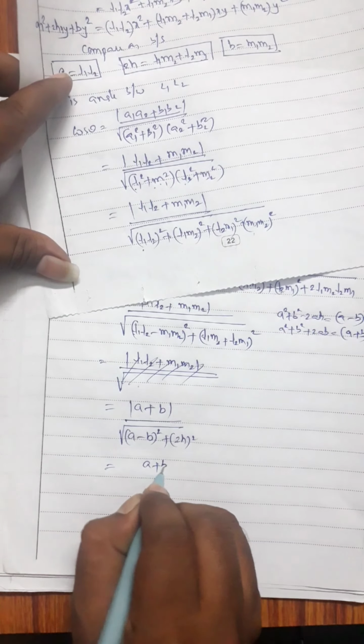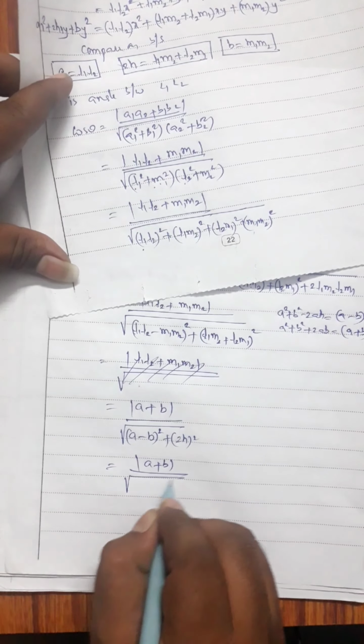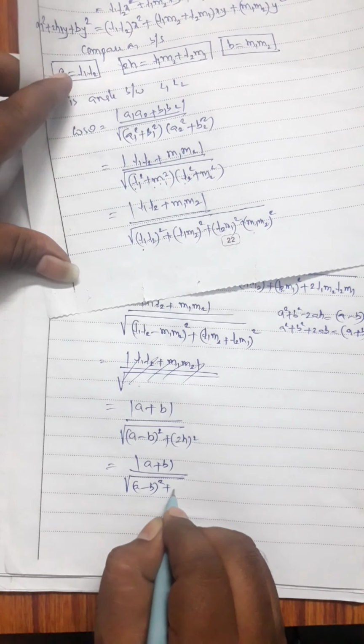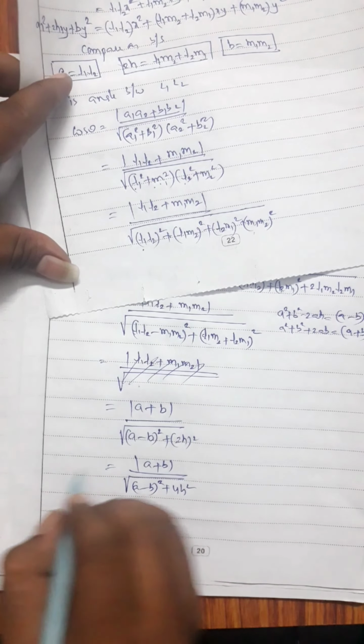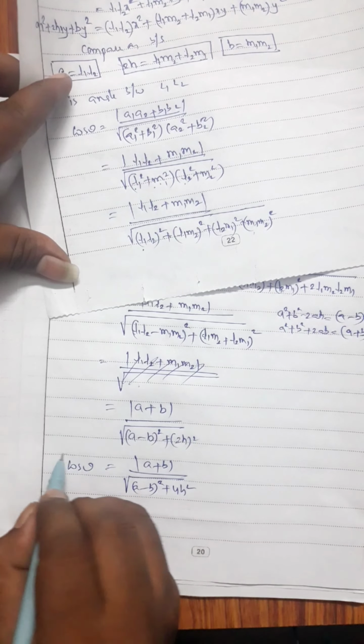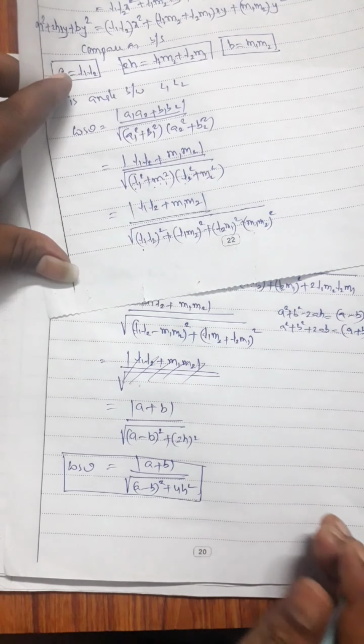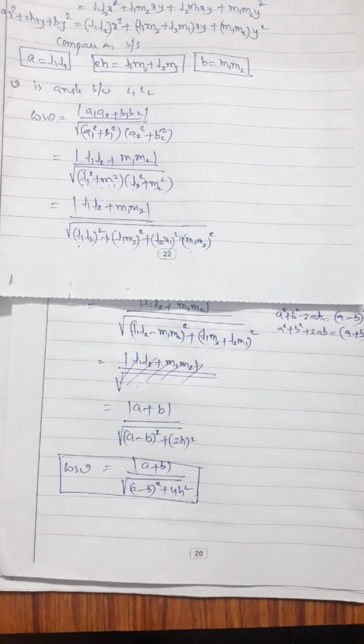Then we get a plus b mod by under root of a minus b whole square plus 4h square, that is cos theta is equal to, we got this formula. So in this way we have to prove that cos theta is equal to a plus b by root of a minus b whole square plus 4h square. Very important theorem for the IPE.